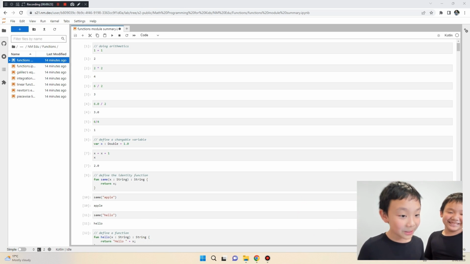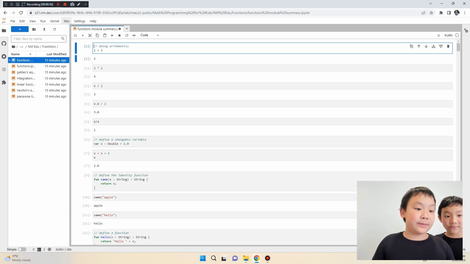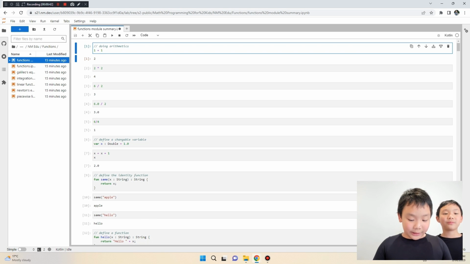Okay, let's do it. So first we're going to do some simple arithmetic like 1 plus 1. So // means the computer doesn't know what this is. Anything after // the computer just ignores. So if I do // thinking is bad, it won't matter. So here we're doing 1 plus 1.